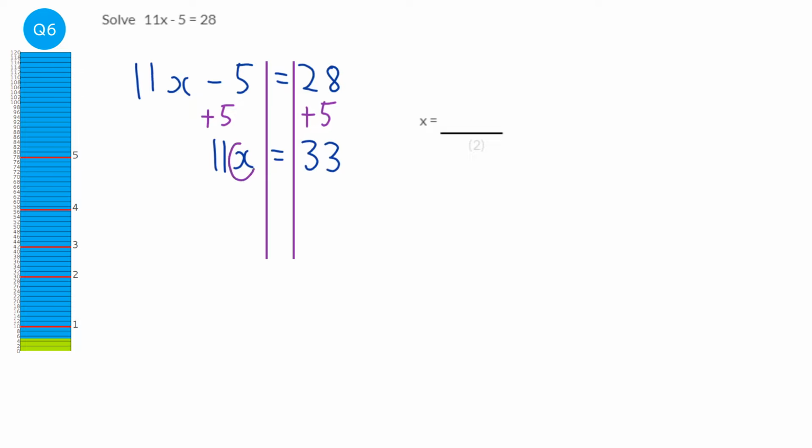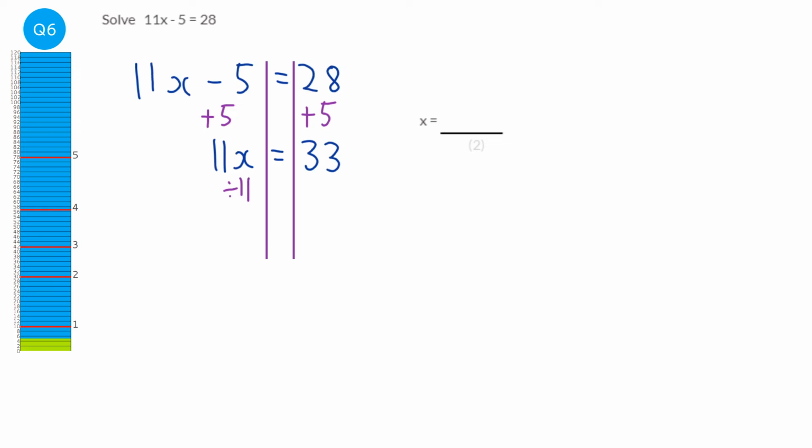Now, we still don't have x on its own. We've got this 11 here. Now, what is that 11 doing? Well, that 11 is a times 11. It's multiplying x by 11. So to get rid of it, we need to do the inverse of times 11, the opposite, which is divided by 11.